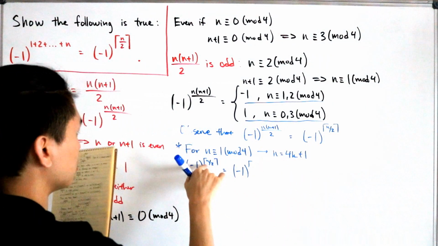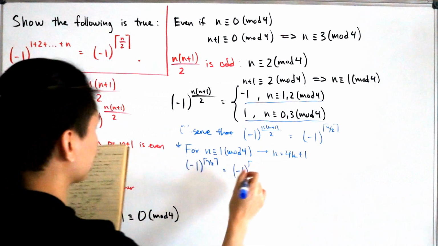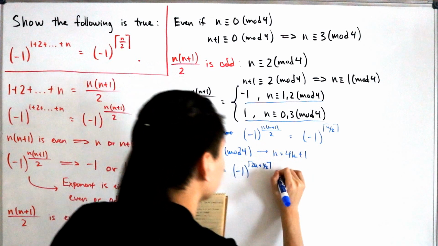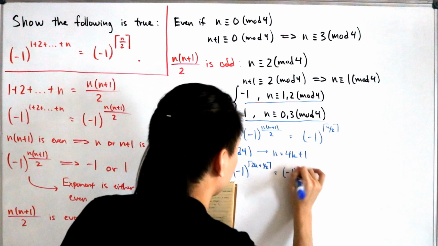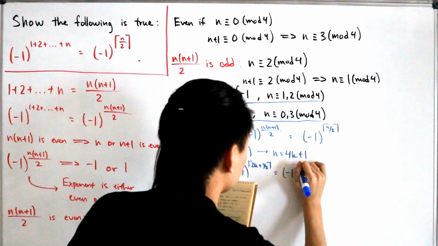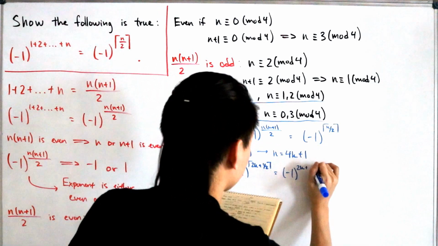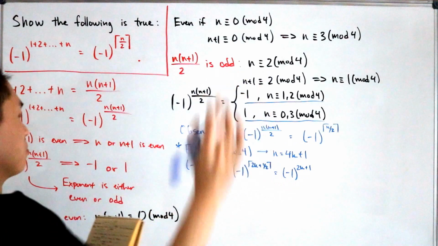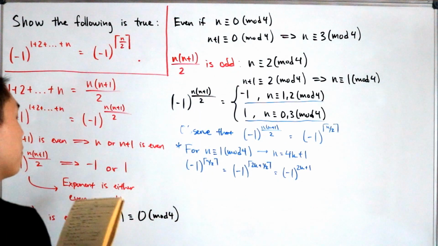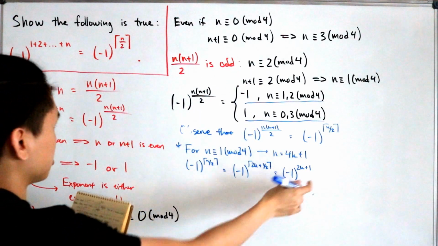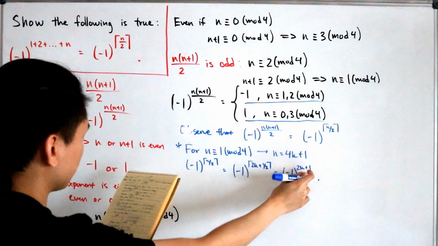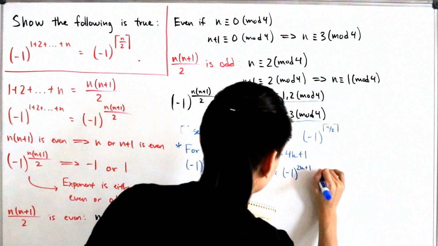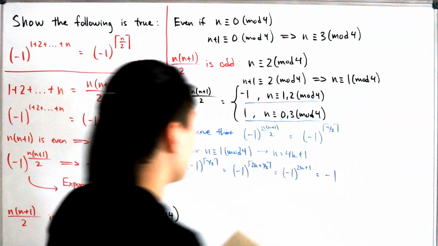So plug this back in. This is 4k plus 1 divided by 2, in other words 2k plus 1/2, and that's the ceiling. That's just going to equal negative 1 to the power 2k plus 1. We know that 2k plus 1 is the definition of an odd number, and negative 1 to the power of some odd number always equals negative 1. So that takes care of that.